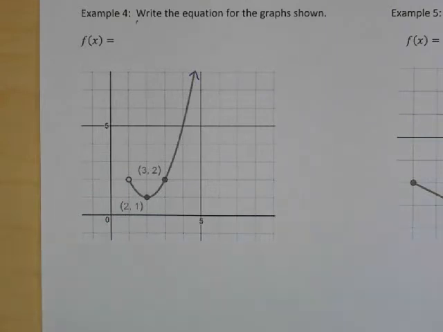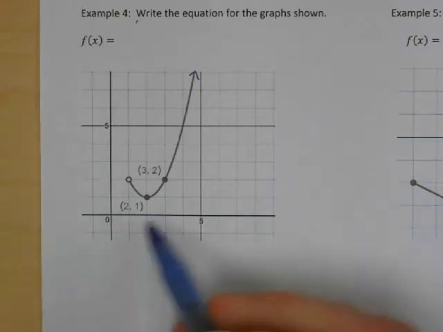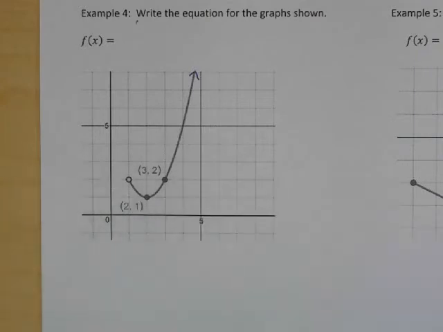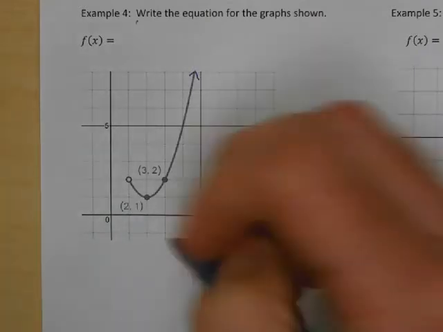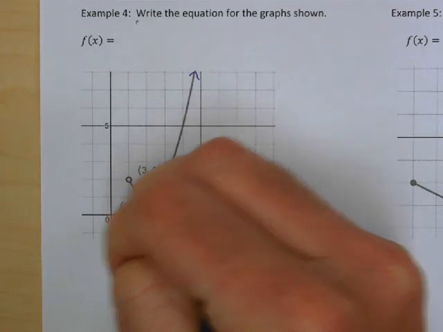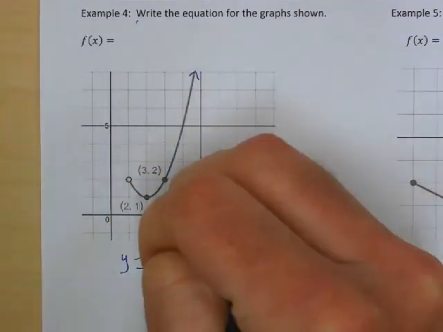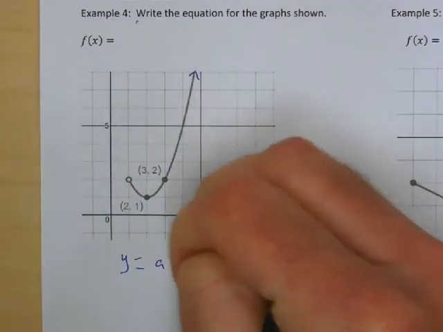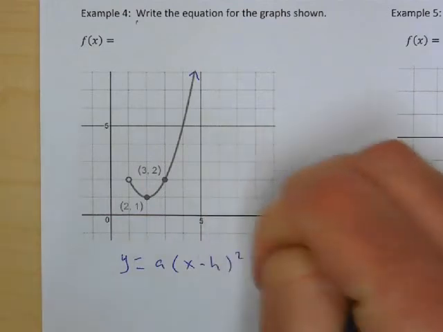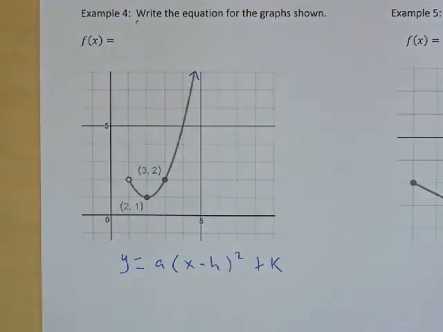Okay, but then what's the equation of this graph going to be? Well, let's see. This is a U-shape, a parabola. So what's the equation of a parabola look like? Well, it's going to be in this form. y equals some a value times (x minus h) squared plus k.